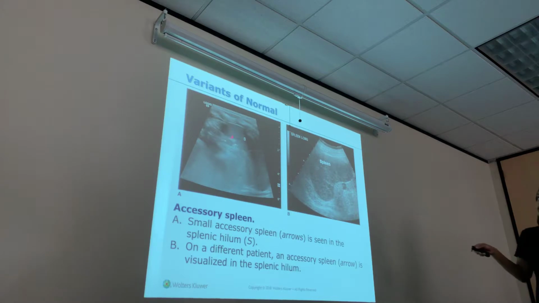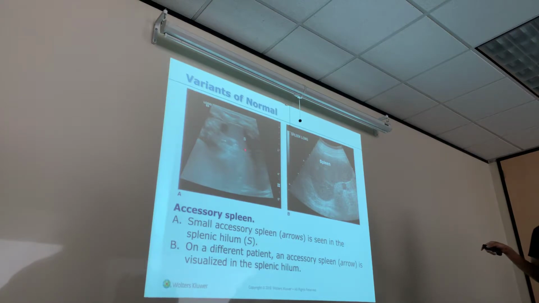So this right here is the spleen. And you see this round hypoechoic area close to the hilum. This is the accessory spleen. And you'll probably see a lot of this. I've seen it quite a few times. And then this is the longitudinal spleen with the accessory.